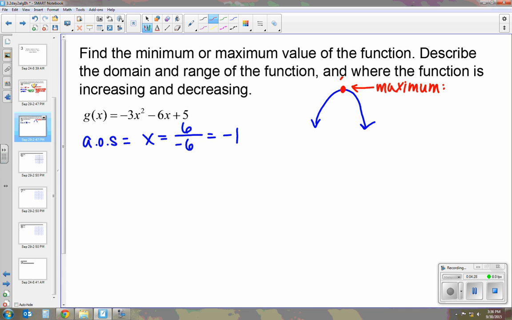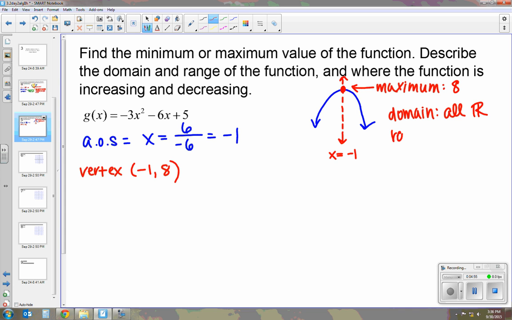And we found the axis of symmetry, which is negative 1. Okay? So to find the vertex, we plug negative 1 back into the original equation, and we get 8. So our maximum is going to be 8. Our domain is all real numbers, and our range is going to be y is less than or equal to 8.